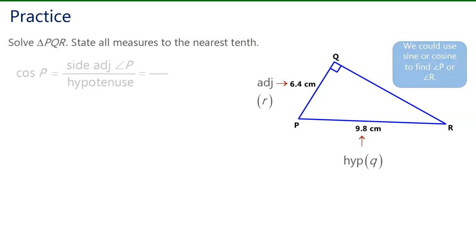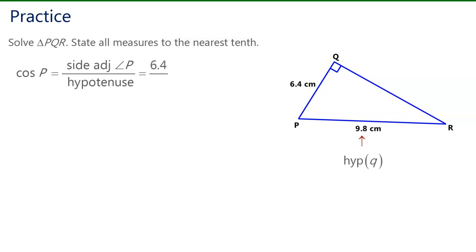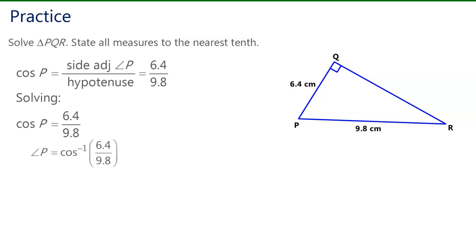So we choose cosine. Cosine of angle P is the adjacent, 6.4, divided by the hypotenuse, 9.8. So we solve cosine P equals 6.4 divided by 9.8. Angle P is the inverse cosine of 6.4 divided by 9.8. We get 49.22719531 continuing. Rounding to the nearest tenth, we get angle P is approximately 49.2 degrees.